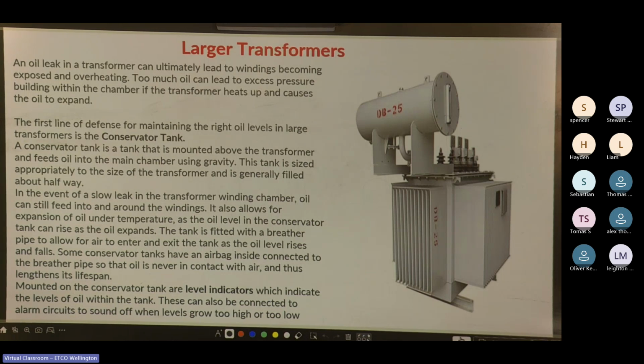Some conservator tanks have an airbag inside connected to the breather pipe so that the oil is never in contact with air and thus lengthens its lifespan. The more the oil comes in contact with air, the more impurities get in it and the shorter the lifespan of that oil. Mounted on the conservator tank are level indicators, which indicate the levels of oil within the tank. These can also be connected to alarm circuits to sound off when the level grows too high or too low.